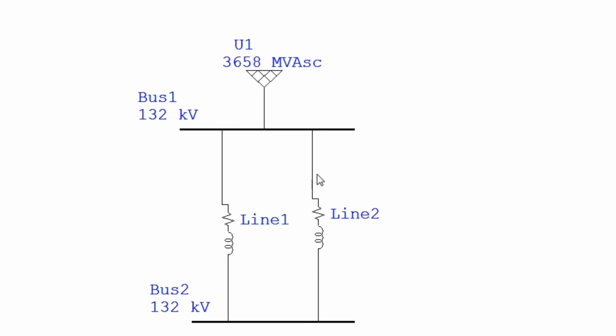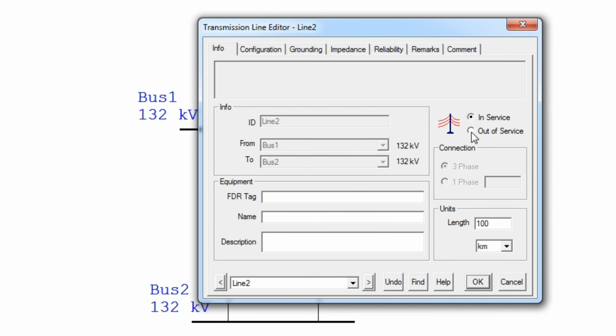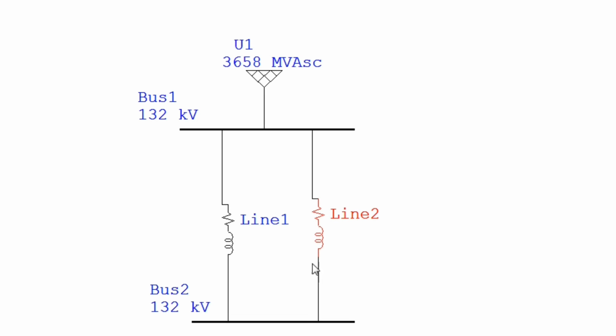Now consider that one of the lines is under shutdown, and under this condition what will be the fault current at bus 2. We make line 2 out of service. So under this condition, what is the fault current at bus 2? Let us check. The bus 2 fault current comes as 1.6 kiloampere in terms of 3-phase current.